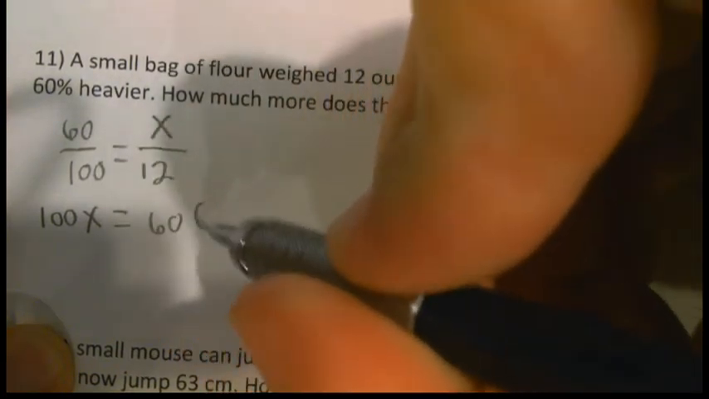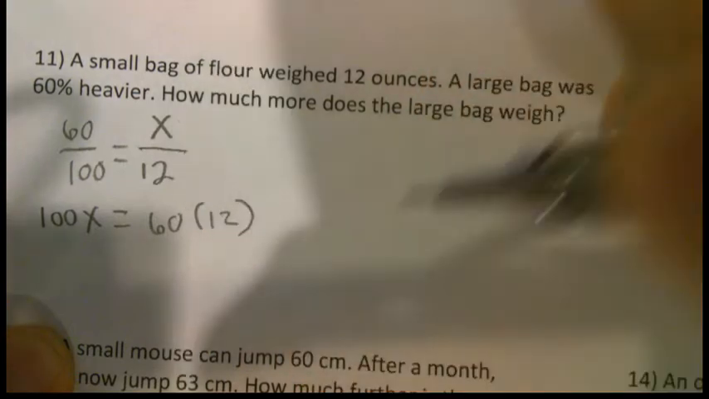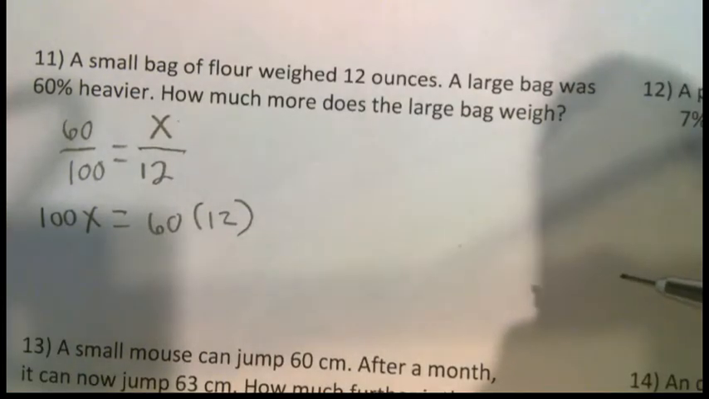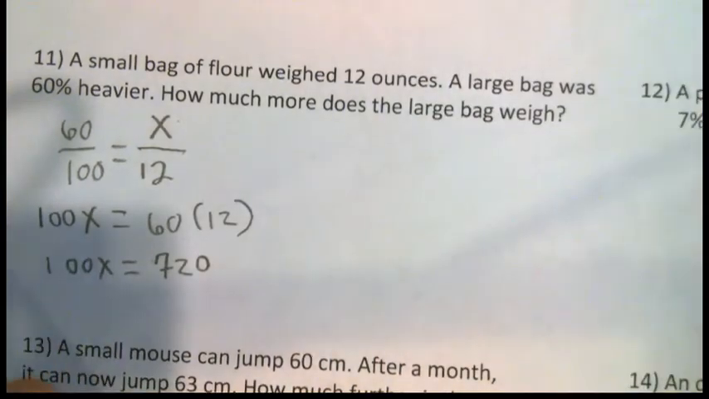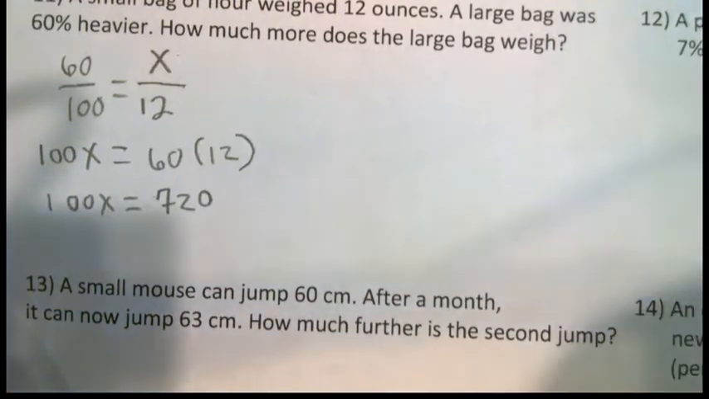Cross multiply. 100 times x is 100x. 60 times 12. 60 times 12 is 720. And that's equal to our 100x. Divide both sides by 100.